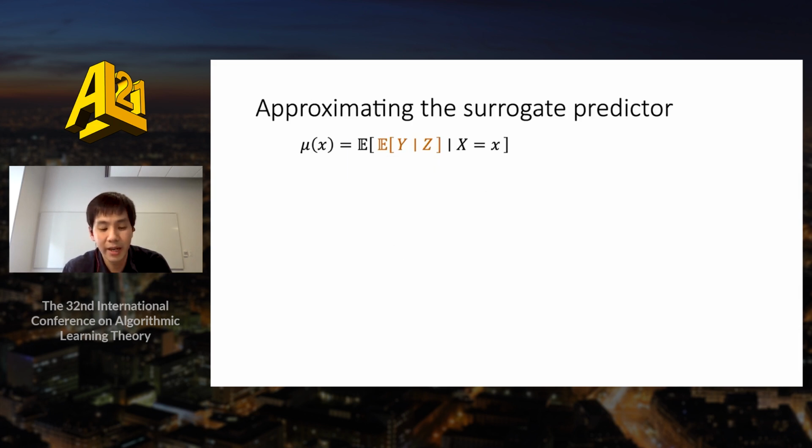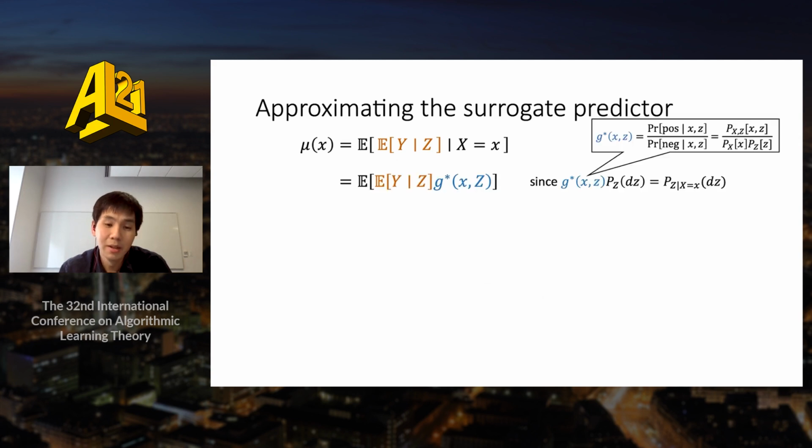To see why this is the case, we first observe that the surrogate prediction of Y given x can be rewritten using a change of measure based on the odds ratio function g star. This is because the odds ratio is really the same as a certain density ratio between the joint distribution of x and z and the product of their marginals. Here, we're using the fact that the contrastive learning problem has positive and negative examples presented in equal proportions.